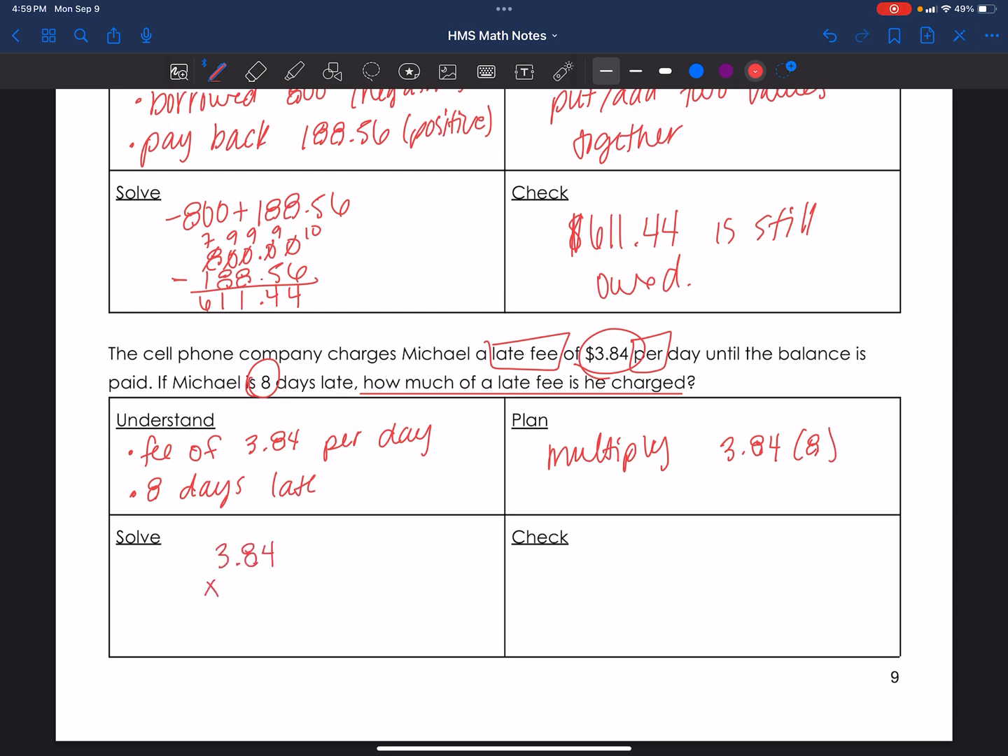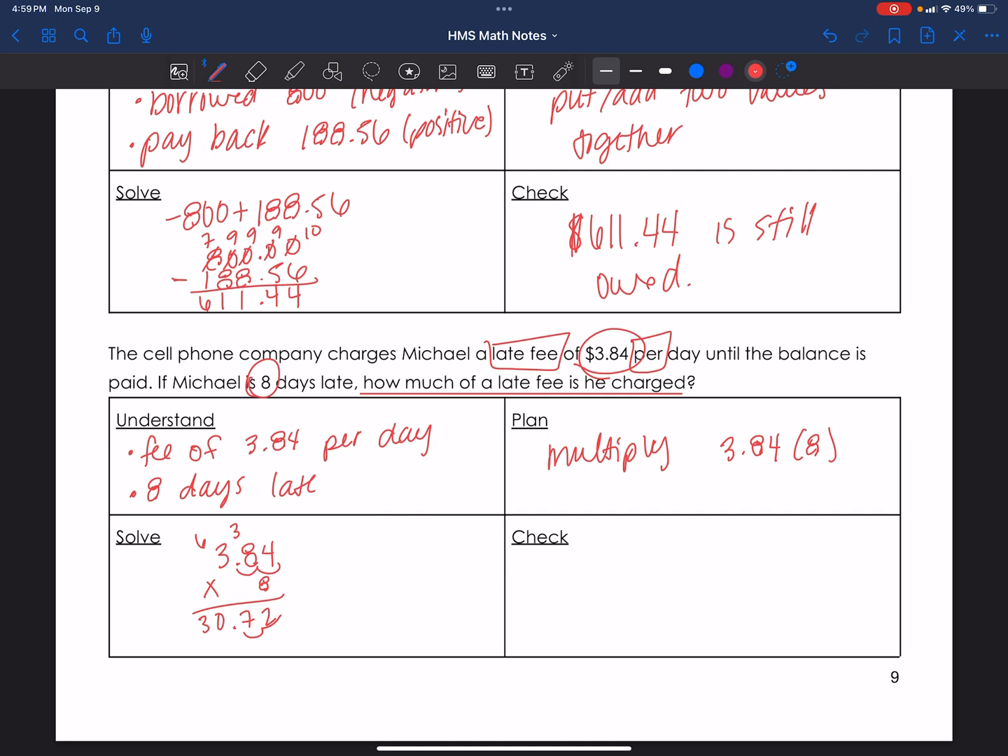Now, please tell me we know that this is negative, right? Because it's a fee. So I know my answer is going to be negative because that's how much we owe. That's how much he's being charged, right? So 4 times 8 is 32. Carry the 3. 8 times 8 is 64, plus 3 is 67. Carry the 6. 3 times 8 is 24, plus 6 is 30.